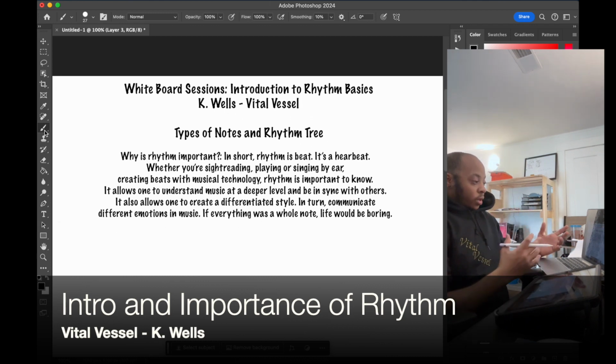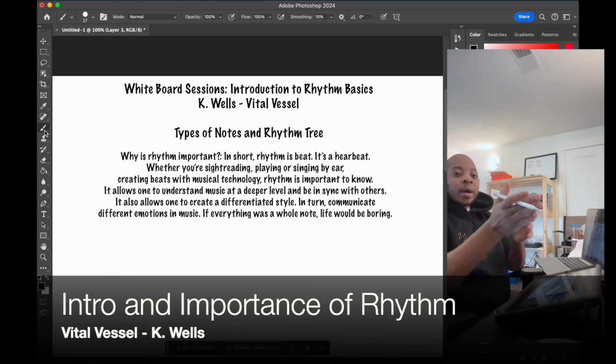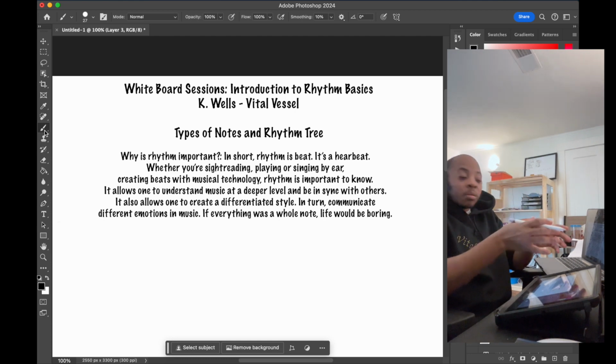Why is rhythm important? In short, rhythm is beat. It's a heartbeat. Whether you're sight reading, playing by ear, or creating beats with musical technology, rhythm is important to know. It allows one to understand music at a deeper level and be in sync with others. It also allows one to create a differentiated style of music, and in turn, communicate different emotions in music. If everything was a whole note, life would be boring.